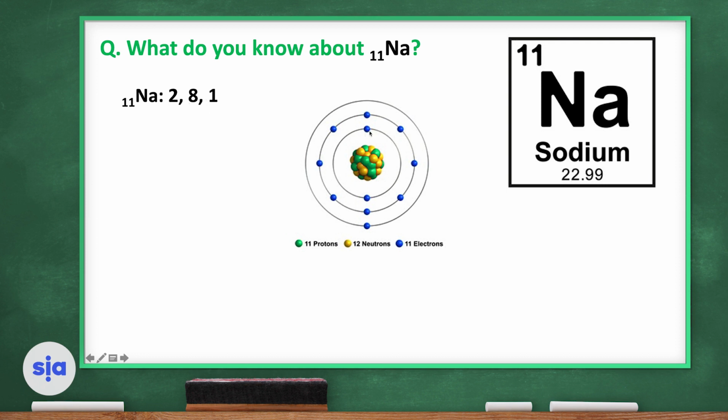So this means that sodium has 2 electrons in the inner orbit, 8 electrons in the middle, and 1 in the outer orbit or the outer shell. If you sum the electrons, you will find 11. 2 plus 8 plus 1 equal 11. So this means that the atomic number represents 11 protons inside the nucleus, which is equal to 11 electrons in the orbits. And of course, sodium is a metal.